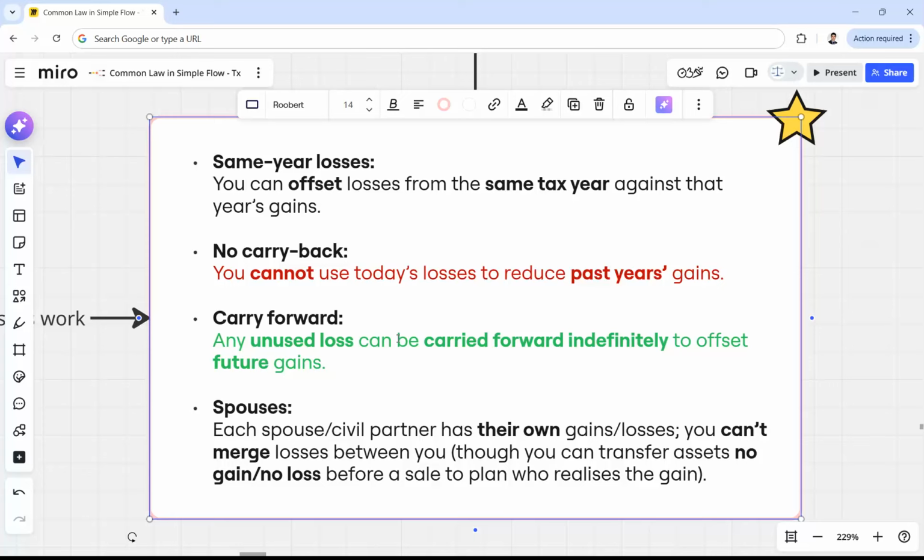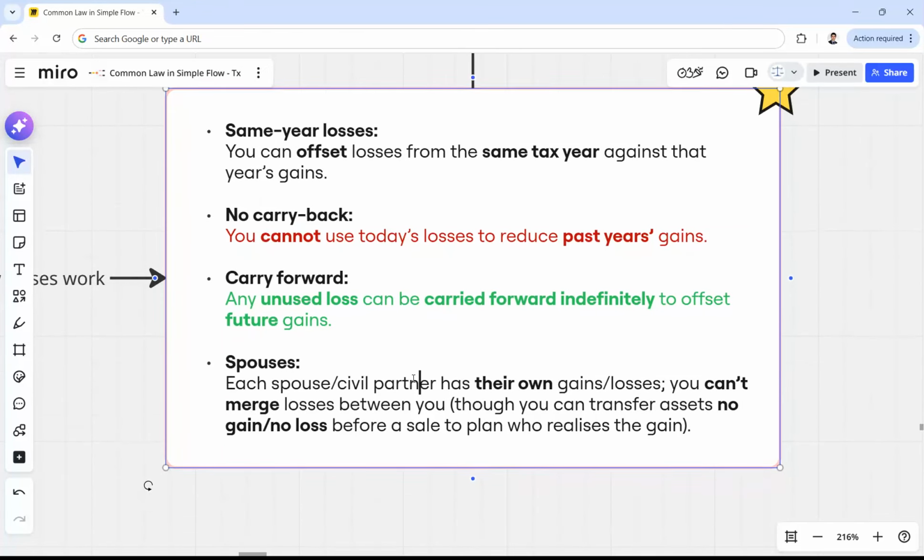What we can do, we can keep our unused loss for the next years, and we can carry it forward indefinitely. And this is important because we can do it as long as we want. For capital gain taxes, we can carry forward our losses indefinitely.